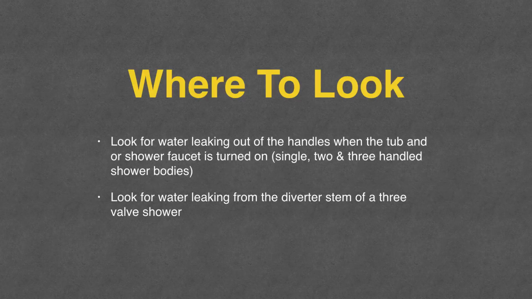I also look for water leaking from the diverter stem of a three-valve shower body. If you have a three-valve shower body, hot, cold, and the handle in the middle controls the upper and the lower function of the shower body, I often see water pouring out of the center stem. And again, whatever you see leaking into your tub, an equal amount is leaking into the wall. Let's check it out in this technical timeout.